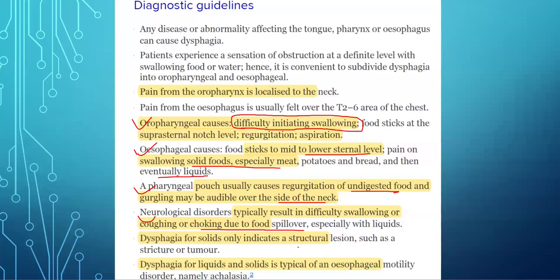Dysphagia for only solids indicates a structural lesion. So we are always worried about someone having dysphagia to solids because it could be a cancer. Okay. Dysphagia to both solids and liquids, most of the time, is due to an esophageal motility disorder such as achalasia cardia.